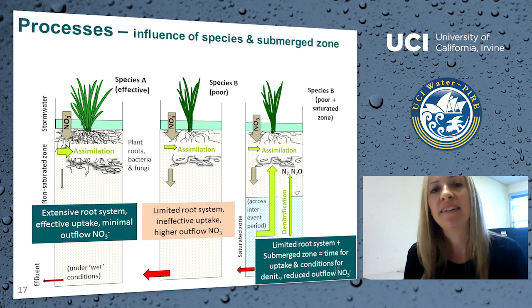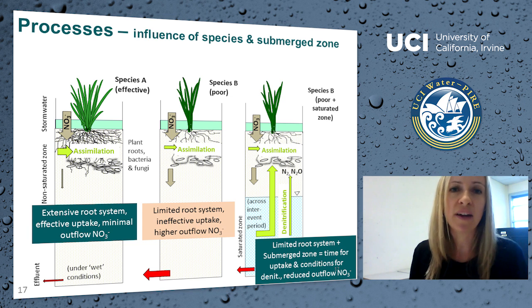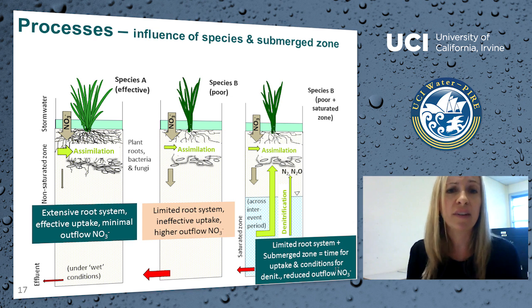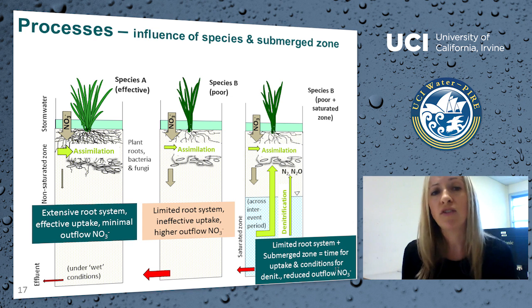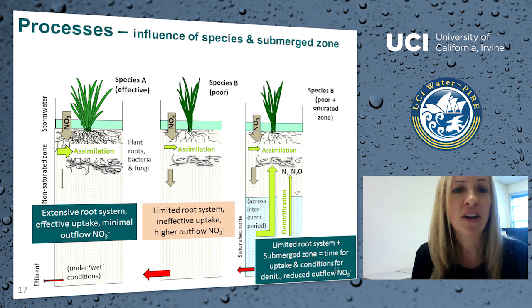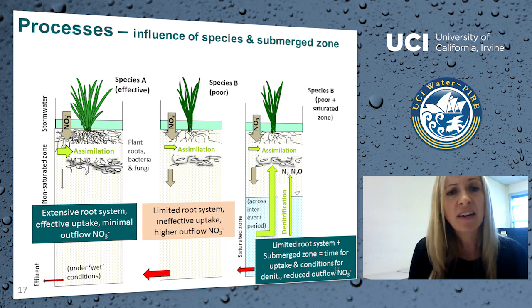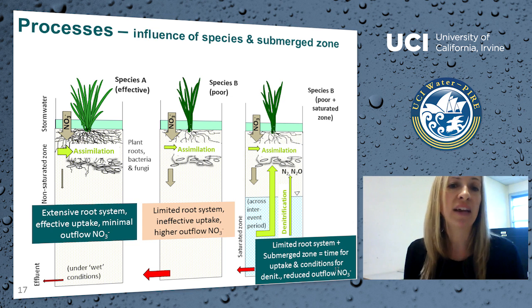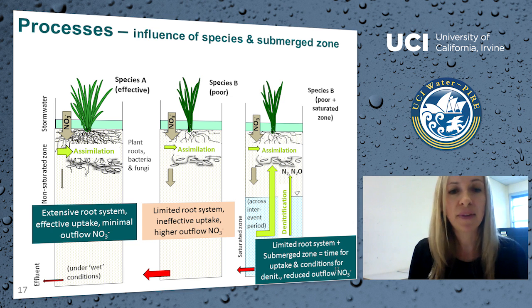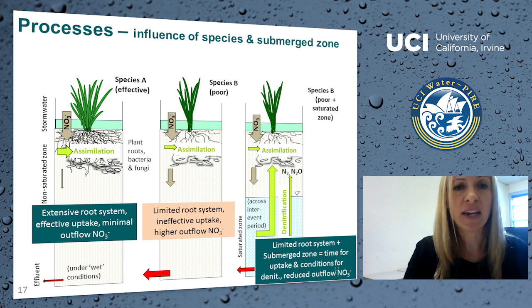So slide 17 just shows some conceptual diagrams of the processes that could be occurring here, looking at the influence of different species characteristics and the submerged zone on processing of nitrate. So the first diagram just shows a plant species with an extensive root system, so an effective plant species. Nitrate entering the system and filtering through the media is effectively taken up by assimilation in this root system, leaving little nitrate to come out in the effluent.